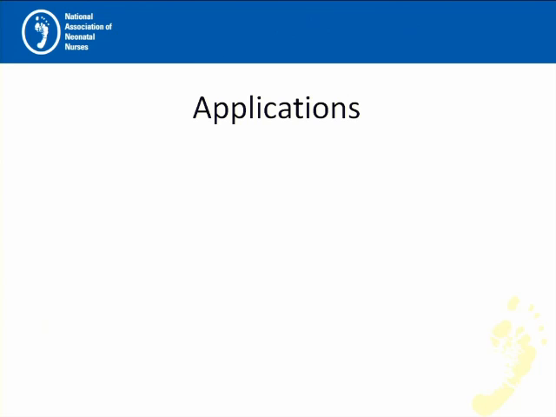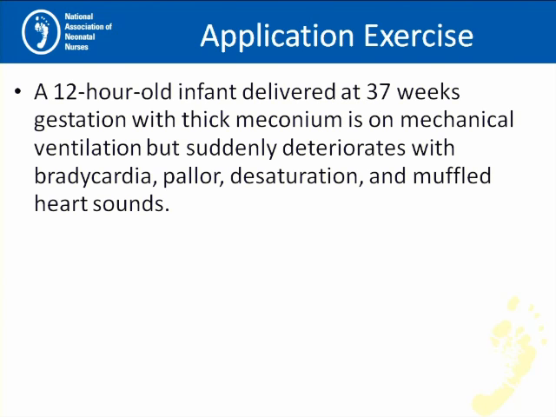Applications. A 12-hour-old infant is delivered at 37 weeks gestation with thick meconium and is on mechanical ventilation. The infant suddenly deteriorates with bradycardia, pallor, desaturation, and muffled heart sounds. What condition do you suspect? You suspect an air leak. Lung overinflation and air trapping predispose the infant to alveolar overdistension, causing an air leak.